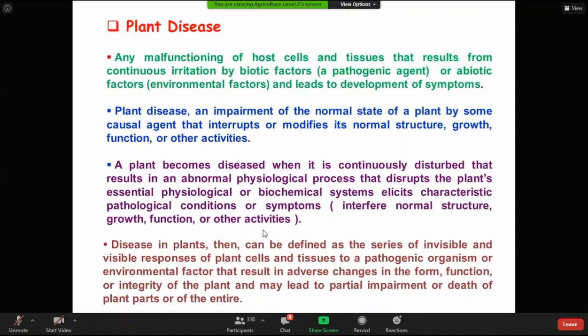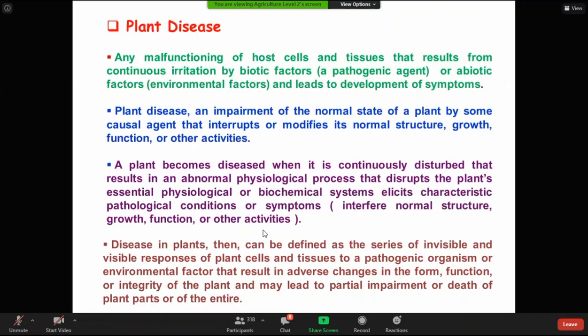In other words, you can say plant disease is an impairment of the normal state of the plant by a causal agent that interrupts or modifies its normal structure, growth, function, or other activities. When plants are infected by microbes, their structure, growth, function, and other activities are interrupted or modified, and we call it plant disease.